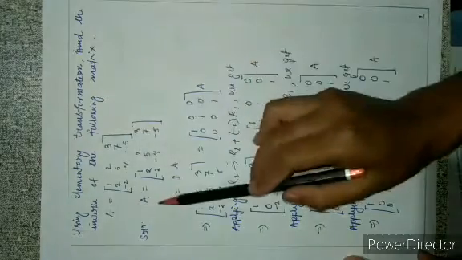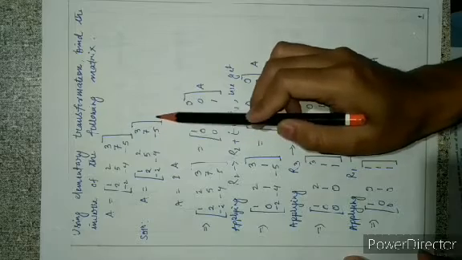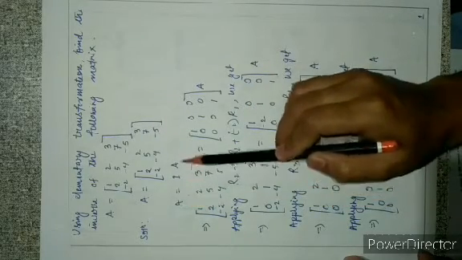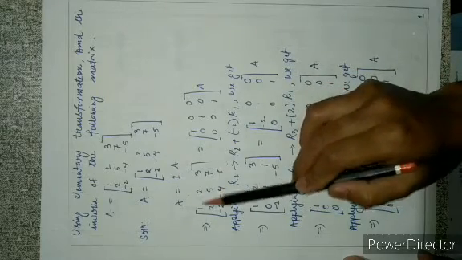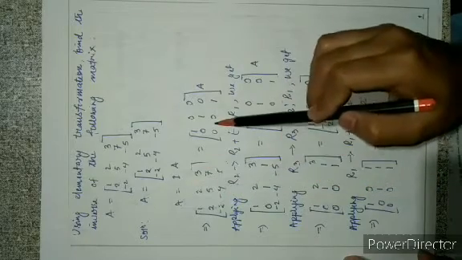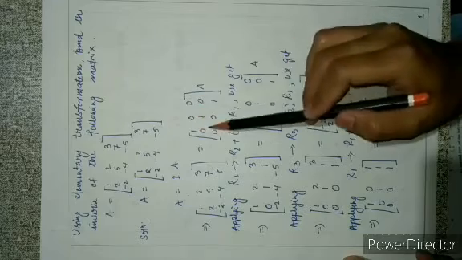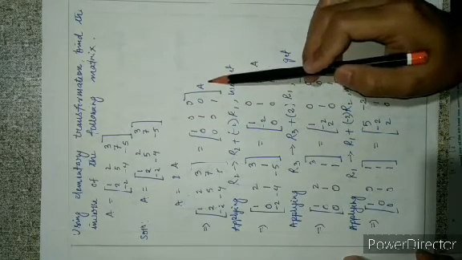Step number 1, write square matrix A. Write all the elements of matrix A. This is step number 1. Then step number 2, A will be equal to I multiplied by A. Write A. All the elements of A are 1, 2, 3, 2, 5, 7, minus 2, minus 4, 5. Then write identity matrix. Identity matrix of order 3: 1, 0, 0, 0, 1, 0, and 0, 0, 1. Multiply by this matrix A.